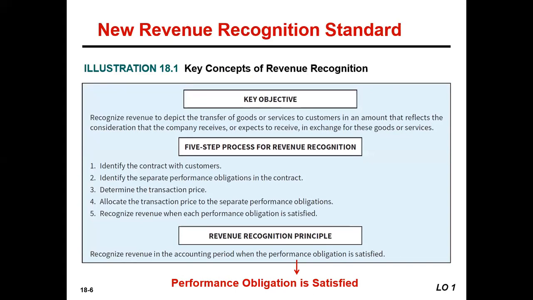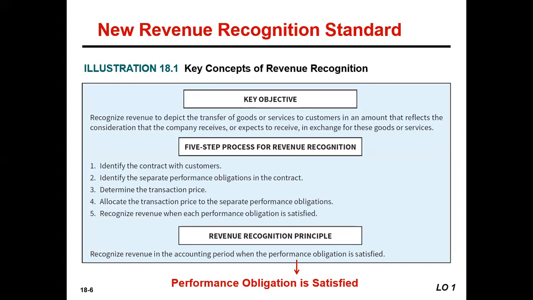So what is the key objective here? Recognize revenue to depict the transfer of goods or services to customers in an amount that reflects the consideration that the company receives or expects to receive in exchange for these goods or services. And we have the 5-step process for revenue recognition.